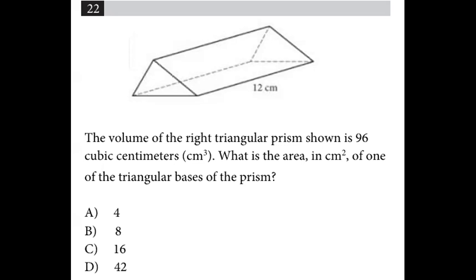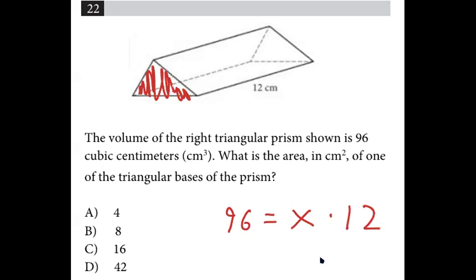Okay, so for question 22, the volume of the right triangular prism shown is 96 cubic centimeters. What is the area? We have the volume as 96, and we need to find the area of the triangular base. We'll take this triangular base area, call it x, and multiply by the length of the long side, 12, to get the volume.